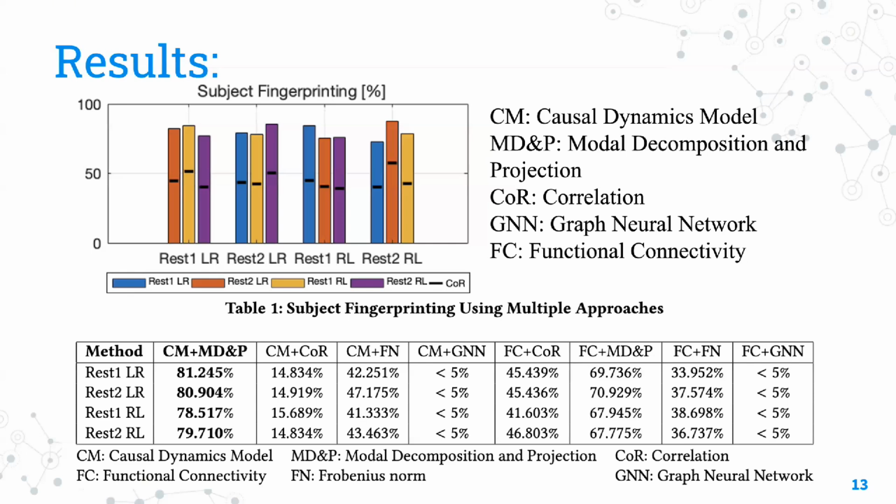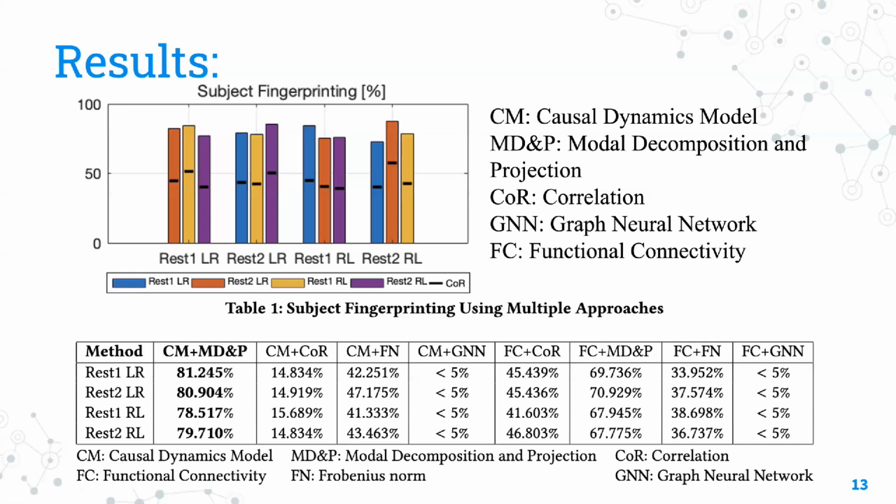The causal modeling and projection approach achieves the highest accuracy, reaching over 81% in some cases. This shows the effectiveness of using causal fingerprints to identify subjects, even in challenging resting state conditions. In contrast, the correlation and Frobenius norm methods did not perform as well, with accuracies generally below 50%. Interestingly, while FC and projection showed improvement over FC and correlation, it still did not reach the accuracy level achieved by our causal dynamics approach.